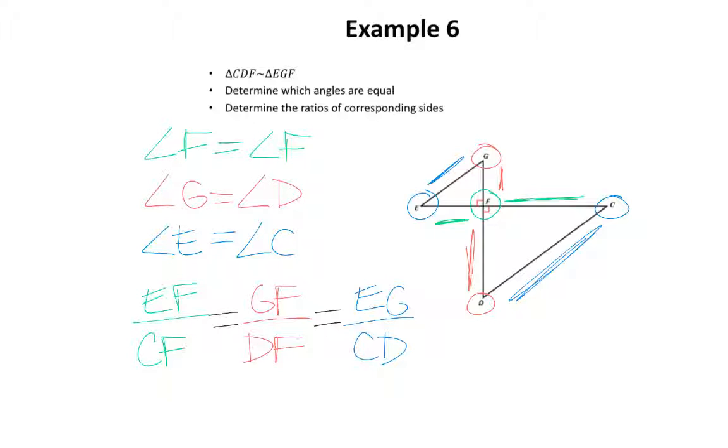So just to recap, remember that the corresponding angles in similar triangles are equal, while the ratios of corresponding sides in similar triangles are equal.